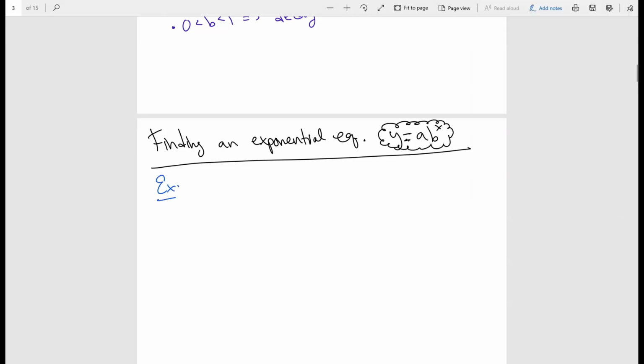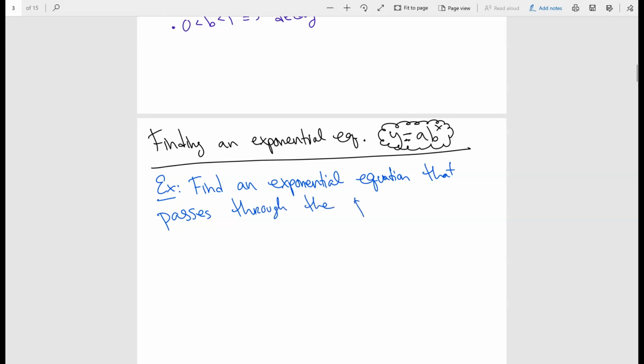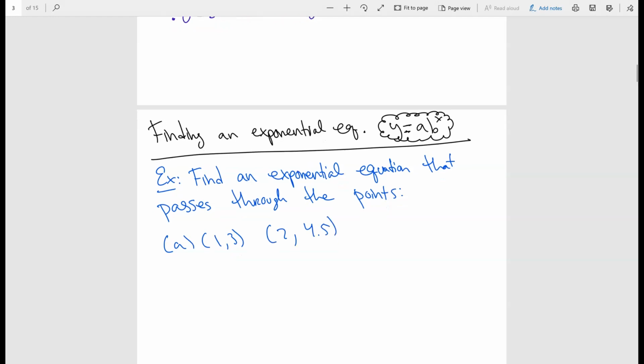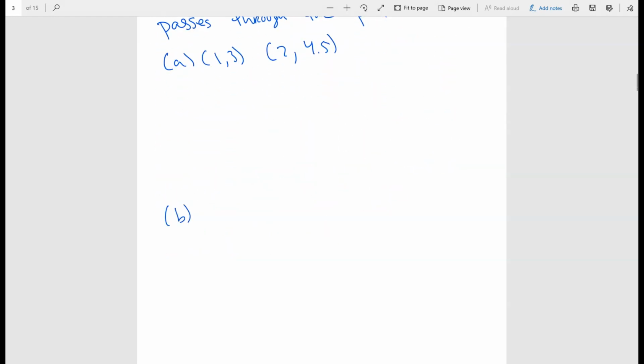So let's just do an example. Find an exponential equation that passes through the points. Let's do first (1, 3) and then (2, 4.5). We'll do that one first, and then we will do (-2, 6) and then (2, 1). And for this one, we want to round to 4 decimals.